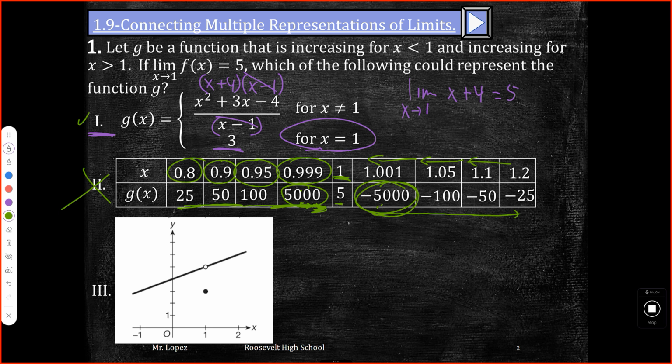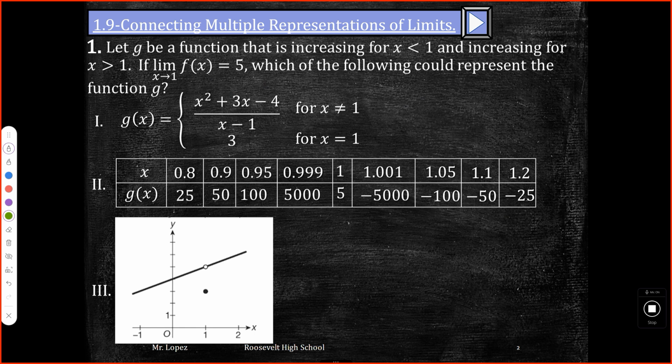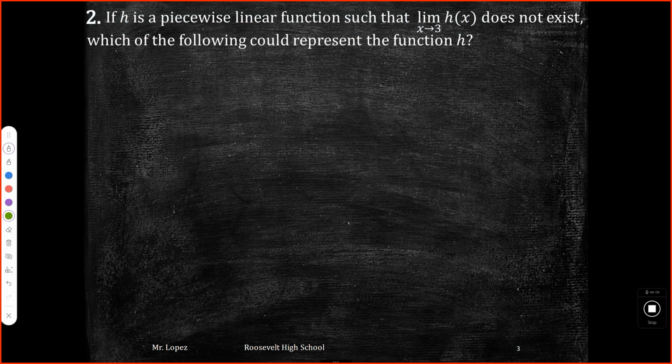Let's go to 3. As we get closer and closer to 1, the limit is 5. It is an increasing function. It's going up for all values. This is going to satisfy it because the limit as x approaches 1 is 5 and it is an increasing function. So this one's going to satisfy the requirements. And so that's how we attack these problems.